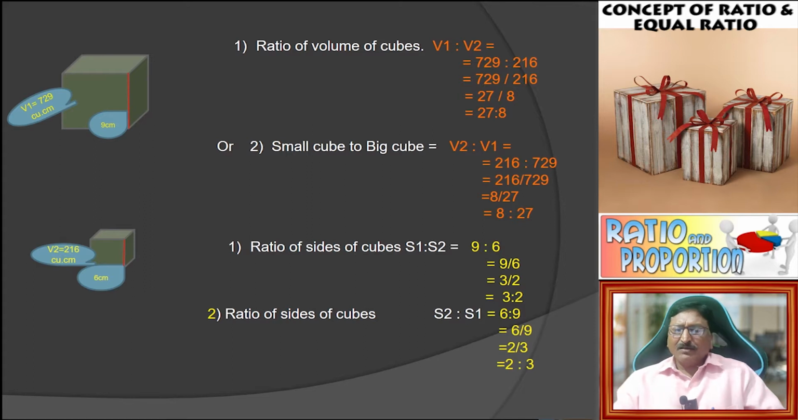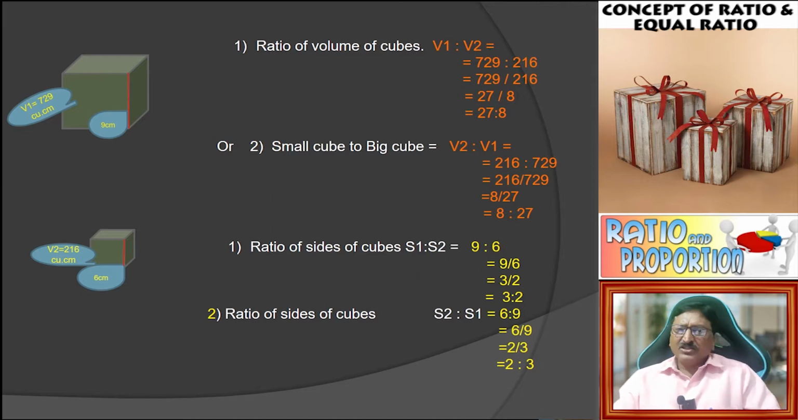Therefore, we have written here S1 is to S2 equals, putting their lengths here, 9 is to 6. Then write it in the form of a fraction, 9 upon 6. Reduce it by a common number. You will get the reduced value 3 upon 2, which equals 3 is to 2. That means the ratio of the sides of these cubes is 3 is to 2.